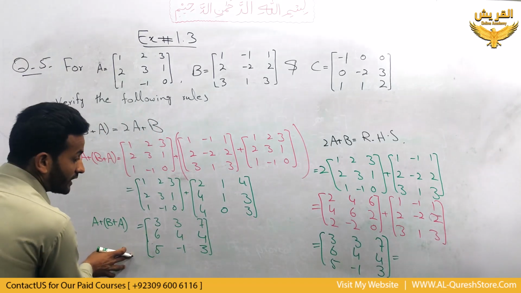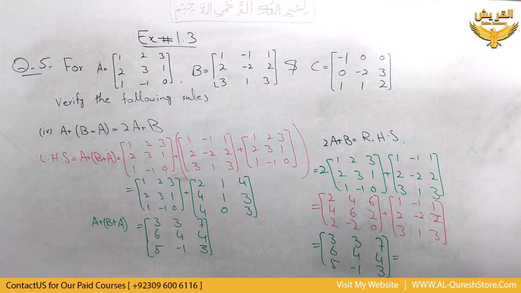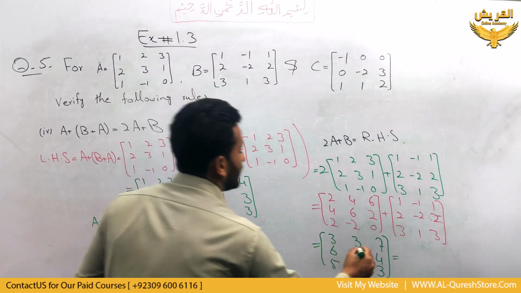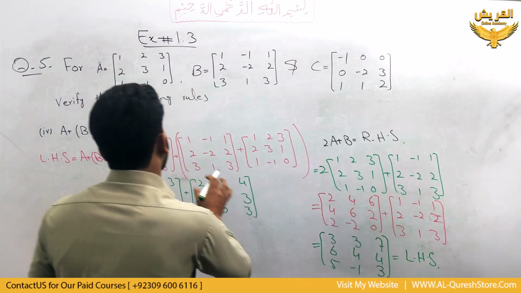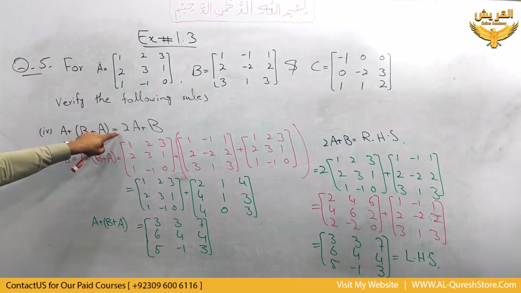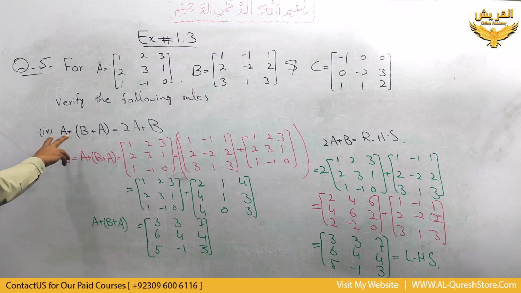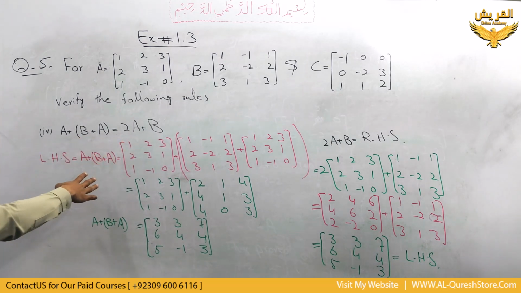By seeing the left hand side and right hand side of the question, its right hand side is equal to the left hand side. So proved: A plus B plus A is equal to 2A plus B. So we can say that these two values are equal. Left hand side and right hand side of the question are equal.